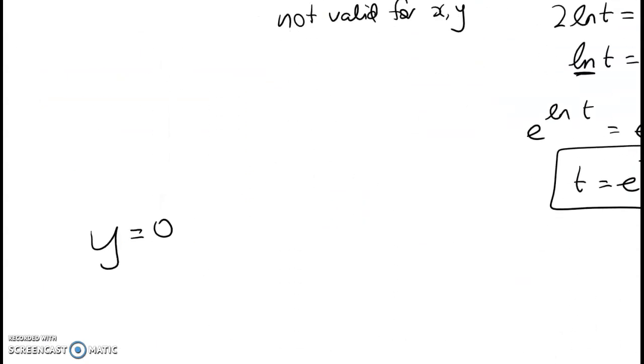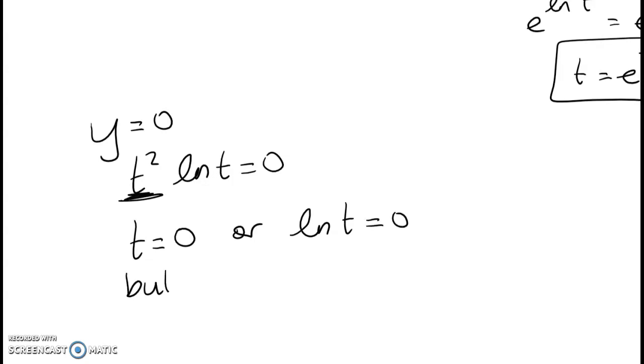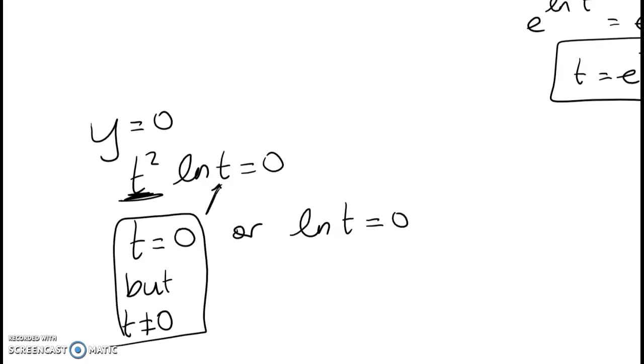So y equals 0 means t squared times the natural log of t equals 0. So either this is 0 or the natural log of t is equal to 0. But we know, again, that t can't equal 0 because that wouldn't be valid in here. Where is the natural log of t equal to 0? Well, that happens when t is equal to 1, right?